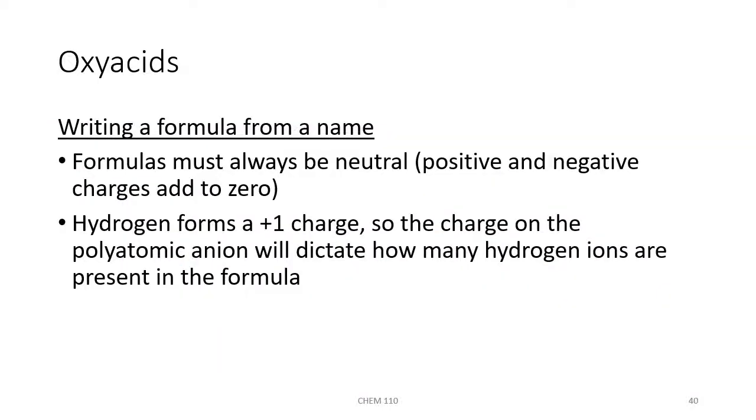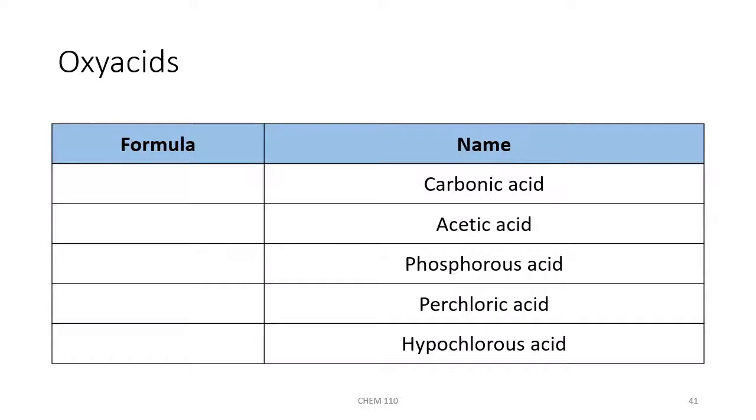We're almost done with all of our naming practice. The last thing is to work backwards on our oxyacids, writing a formula from a name. We still have to write our neutral formulas. Remember, hydrogen will always form a +1 charge. You need to know the charges on those polyatomic anions to figure out how many hydrogens you need to write a neutral formula. Let's give these a try. We're given the name and we need to supply the formula. Carbonic acid.